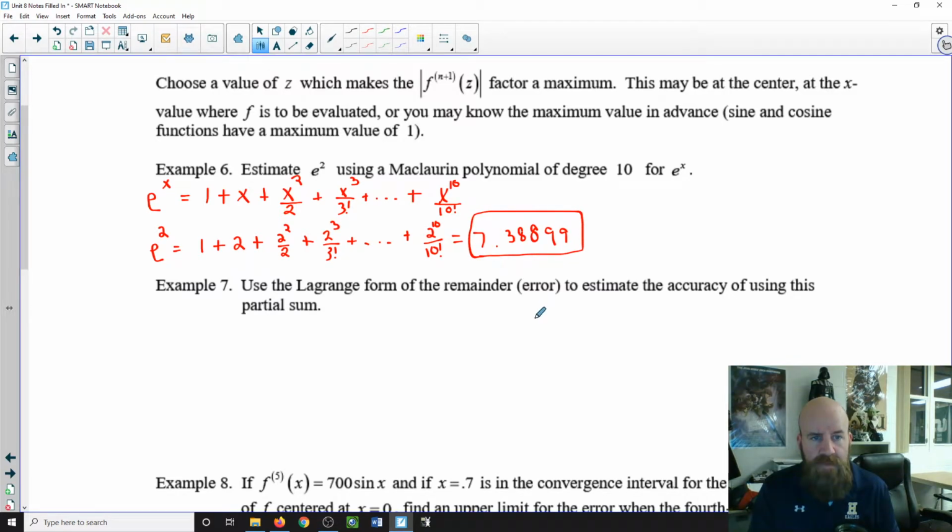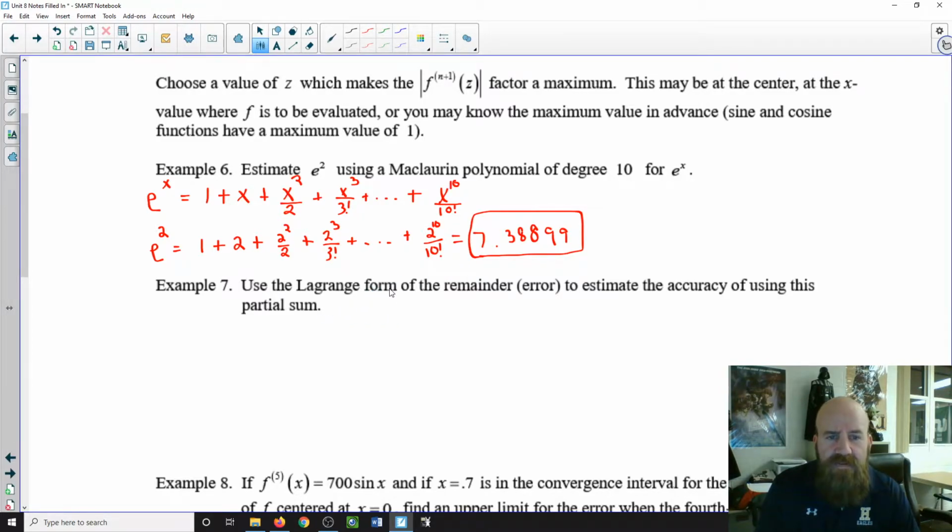Okay, so that's it for example 6. That's something we've done before. We've created a Maclaurin or Taylor polynomial, evaluated it, and gotten an approximation for our function. In this case it's e to the x, evaluated at 2.